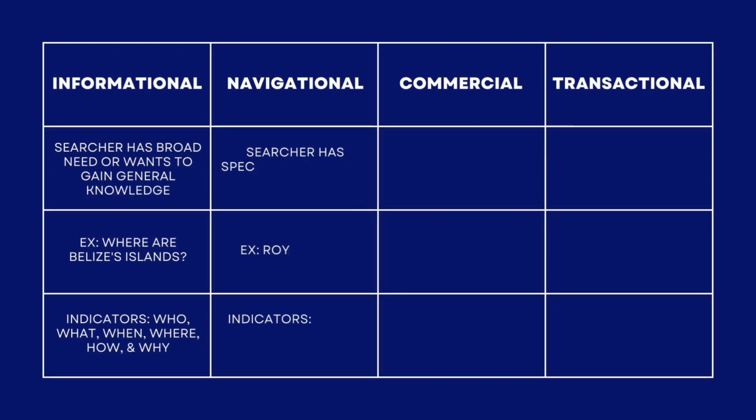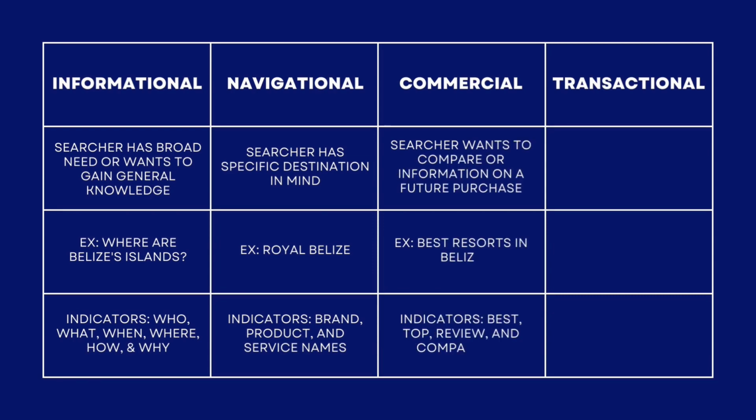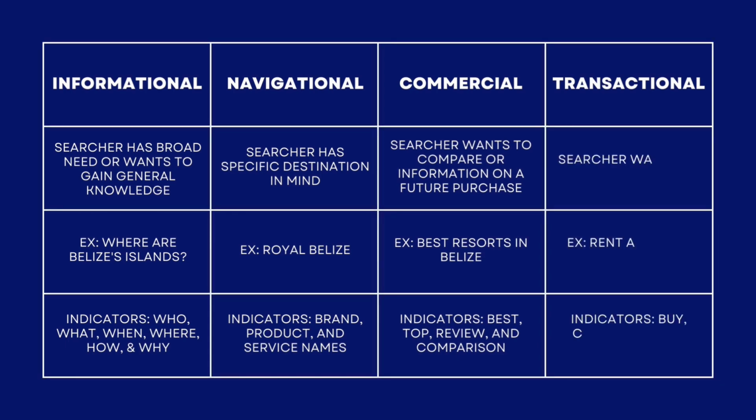Navigational is when a searcher has a specific destination in mind. For example, Royal Belize. Commercial is when a searcher wants to compare or get information on a future purchase. For example, best resorts in Belize. Transactional is when a searcher wants to buy. For example, rent a private island.